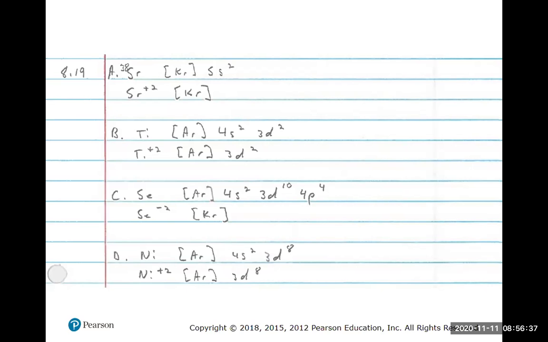In C, for selenium, we have argon core, then 4s2, 3d10, 4p4. In this case, we're forming an anion. Since it's an anion, it means we're picking up 2 electrons. Those electrons would get added to the 4p level, and that would give us 4p6, filling out that whole p orbital, and that would result in us having the same configuration as Kr, the noble gas.